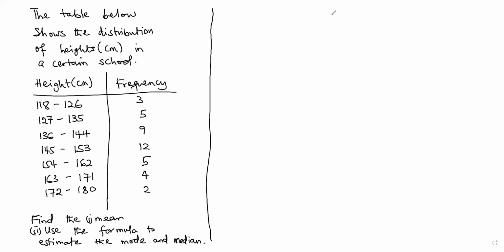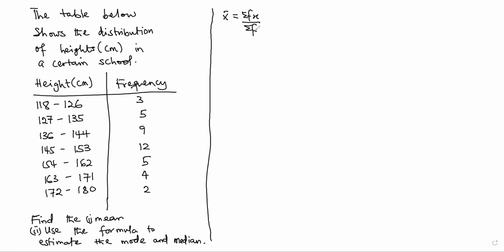Okay, so in this video, we're going to solve for mean and using the formula to estimate the mode and the median. So there's a question before us. The table below shows the distribution of heights in a certain school. So this is the distribution table. We have to find the mean. And if you look at this carefully, this is grouped data. And so the mean for grouped data is the summation of fx over the summation of f.